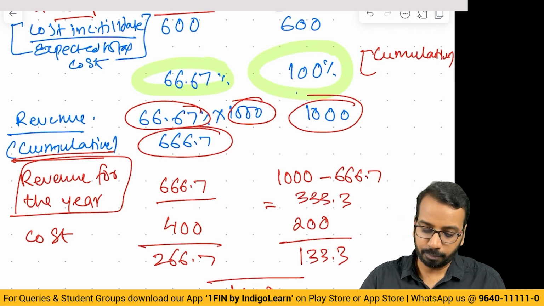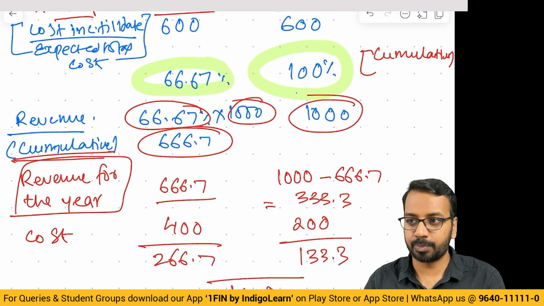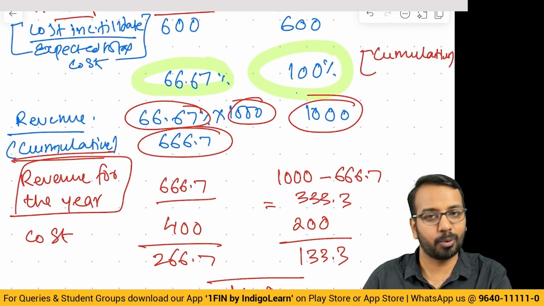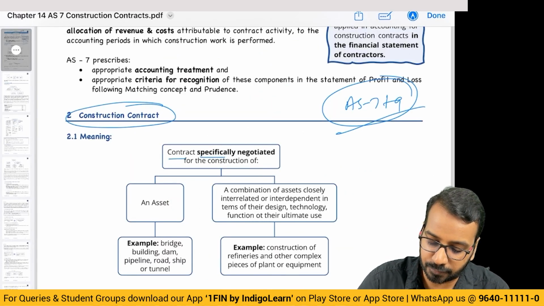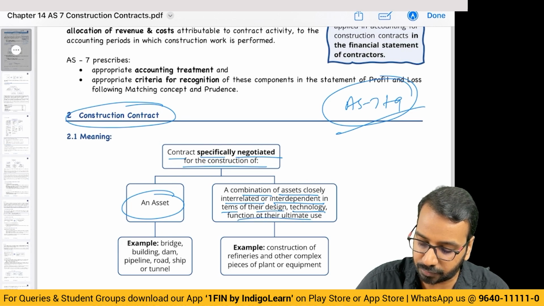Right. Now, after having understood this, we will look at a few key terms. We will see how things are calculated and then we will start solving the questions. What is a construction contract? A contract which is specifically negotiated for the construction of an asset or a combination of assets closely interrelated or interdependent in terms of the design, technology, function, or their use.